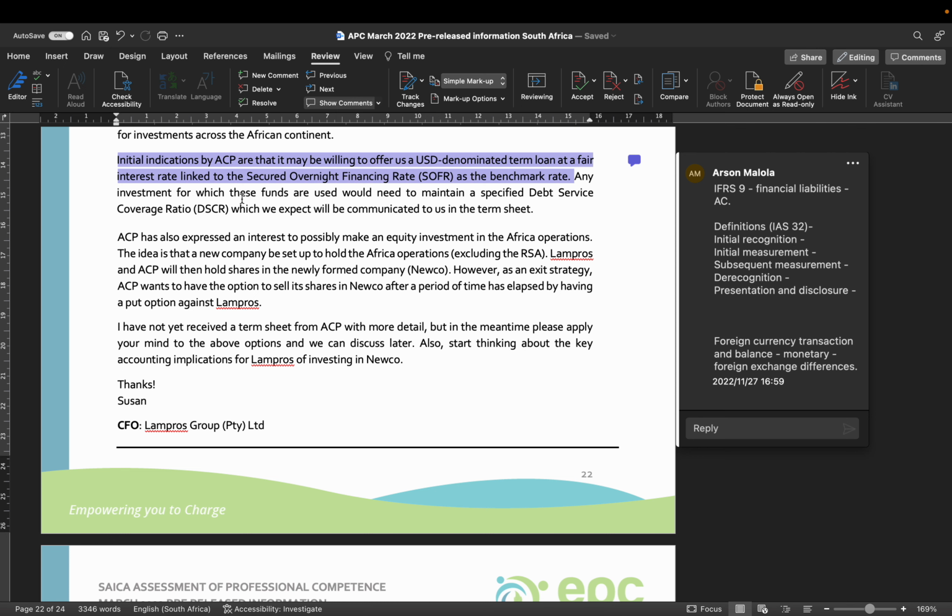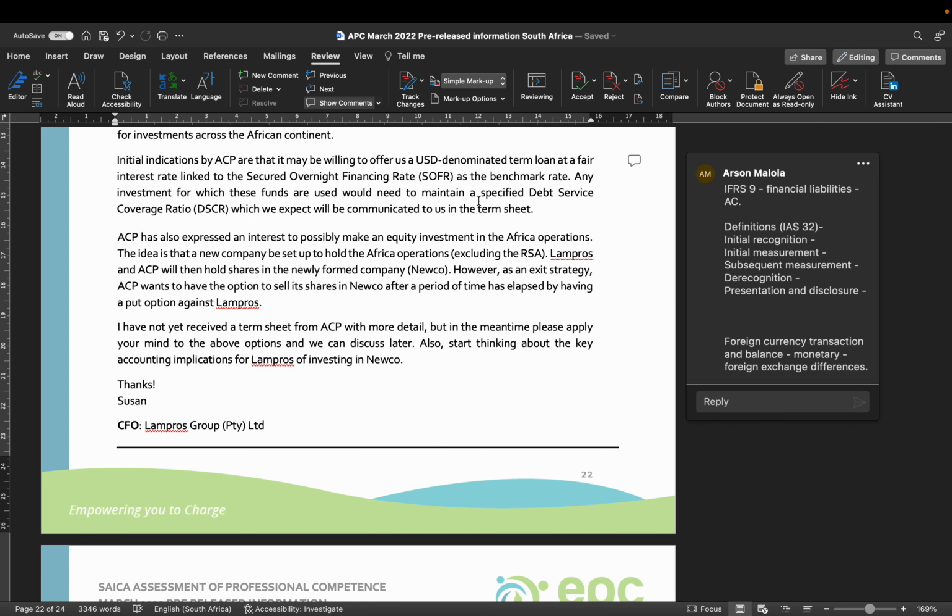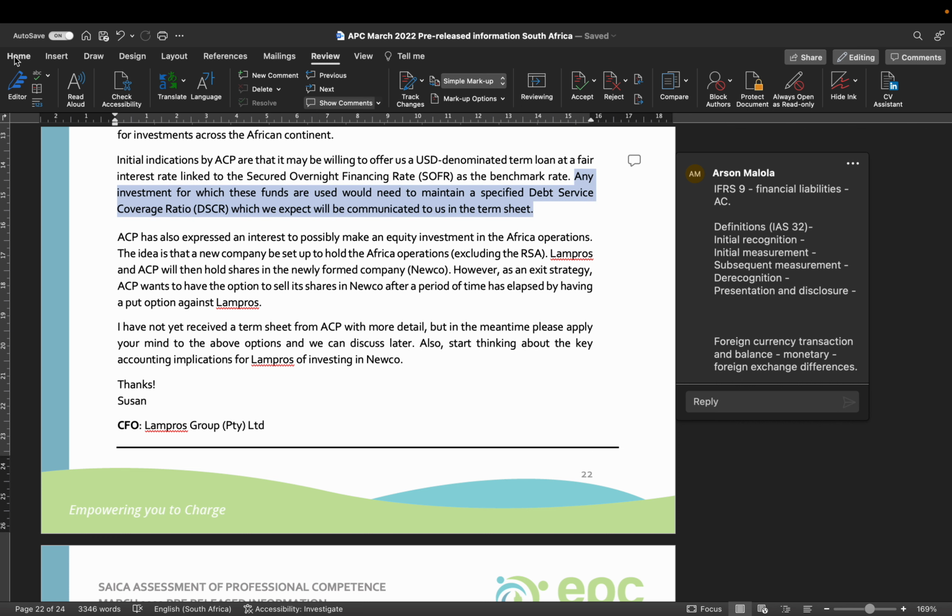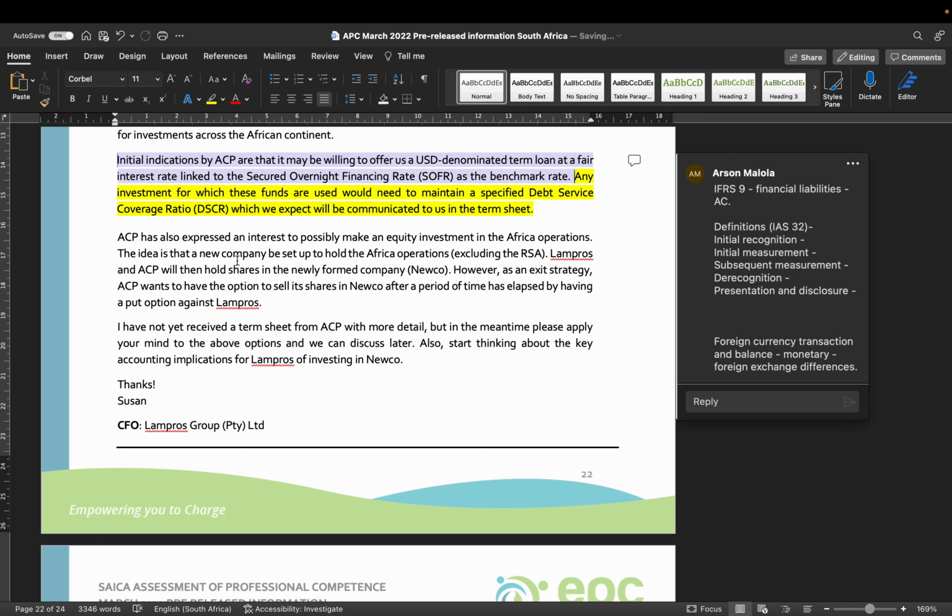Any investment for which these funds are used will need to maintain a specific debt service coverage ratio, which we expect to be communicated to us in the term sheet. Now, if this is the debt covenant and you're not comfortable with what the debt service coverage ratio is, Google it, right? Get a definition of it. You see it's a ratio. Sometimes it's based on EBITDA. Sometimes it's based on operating cash flows over the debt, the interest, and your capital repayments.